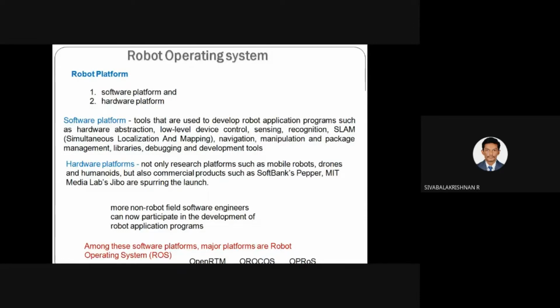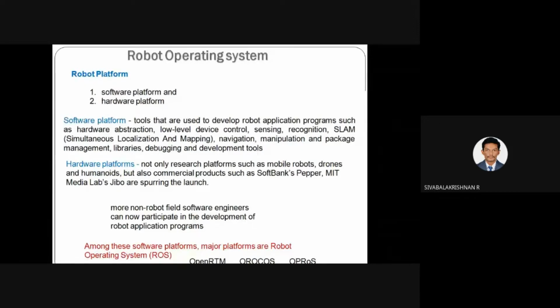So a robot operating system is a type of platform. It's a robotic platform, so it can be used for developing certain robotic projects. While considering a robotic platform, we have two different platforms under this category. The first one is the software platform, another one is the hardware platform. In the software platform, the robot operating system comes into the picture, helpful for developing a robotic project. We can use a robot operating system in this platform.